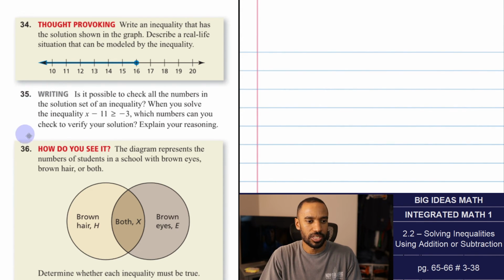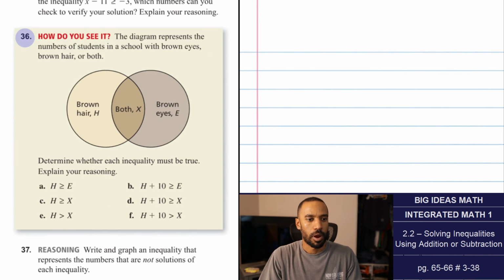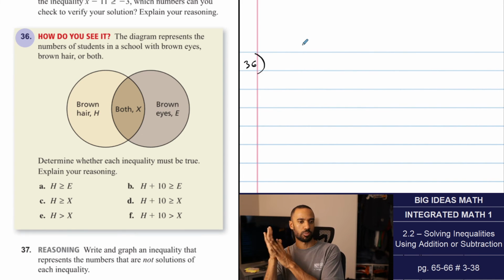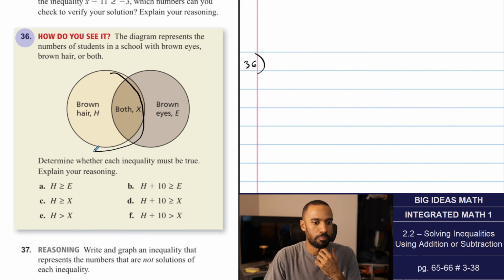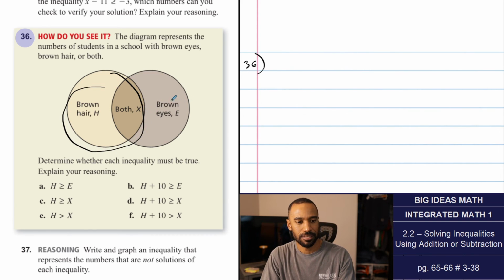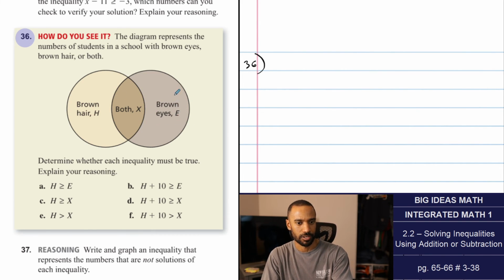Okay, number 36. How do you see it? The diagram represents the numbers of students in a school with brown eyes, brown hair, or both. So there's a little bit of overlap on that part. Determine whether the inequality must be true. Explain your reasoning. The brown hair. Now, what I need to know is that brown hair is part of both. I don't think it is. I think it's just exclusively brown hair, exclusively brown eyes.